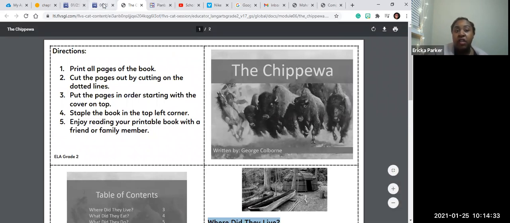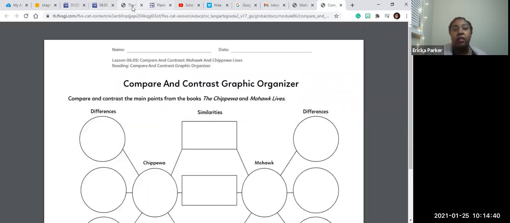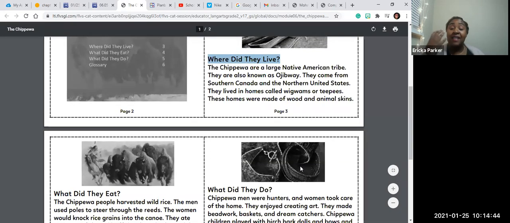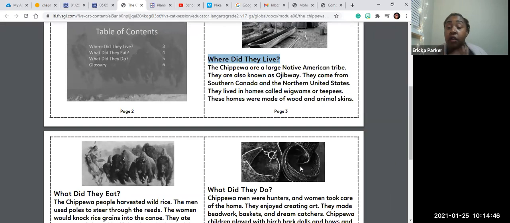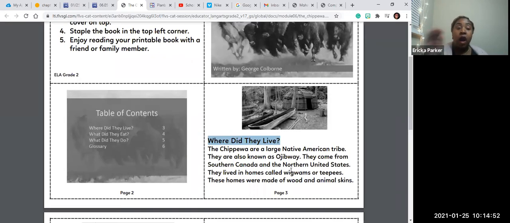I'm not too sure. Let me see which one they go through first. Okay, they go through the Chippewa story first. Okay, the Chippewa story. Excuse me, it's not story, it's the text. So let me correct myself. It's the text, it's a passage. So in the Chippewa passage, our first thing that we're reading is where do they live?